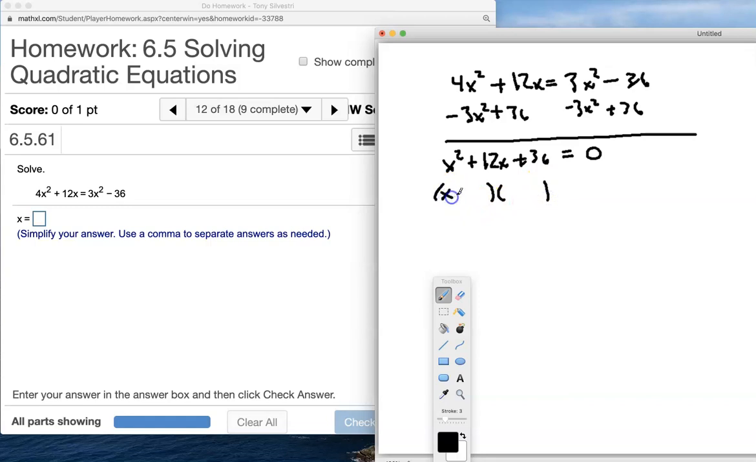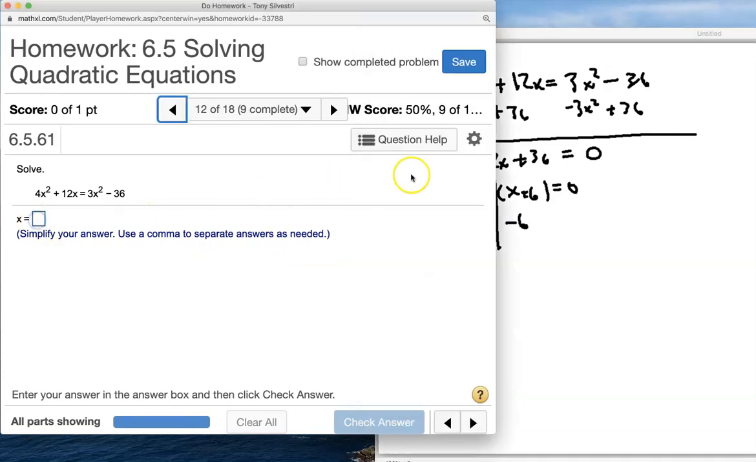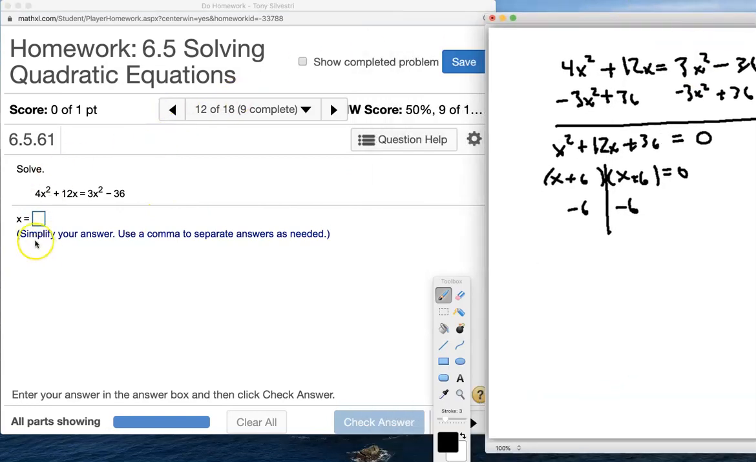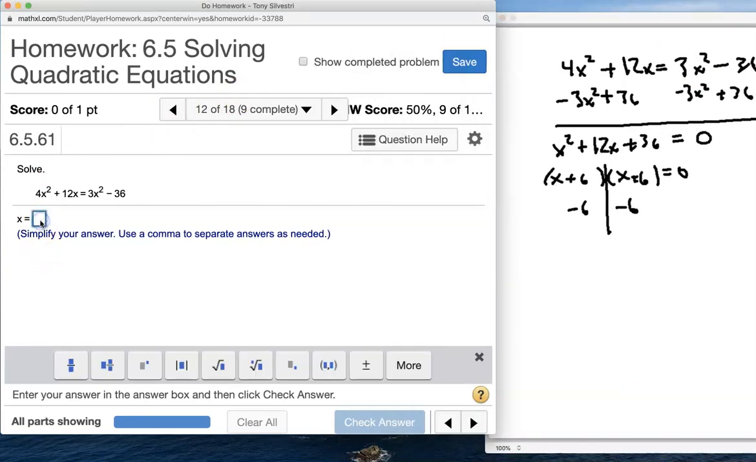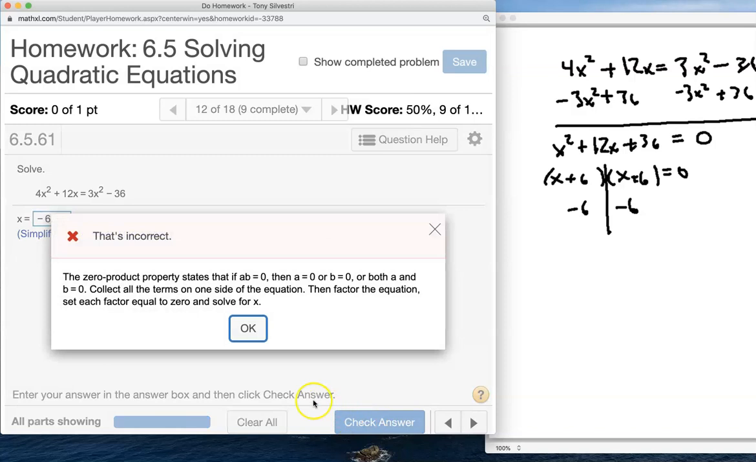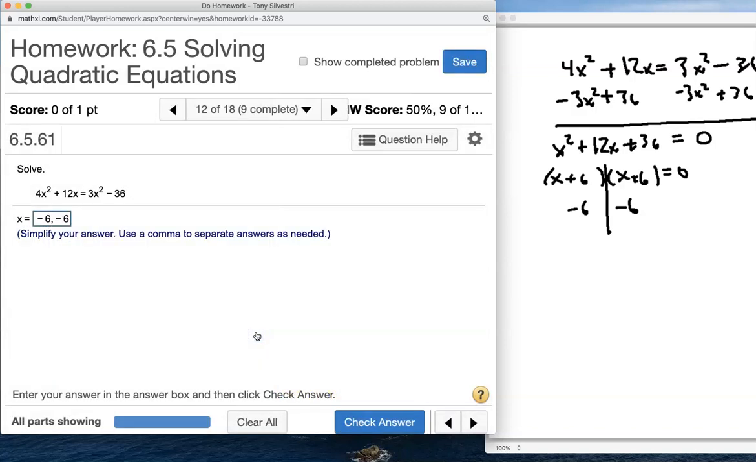Looks like it's x plus 6, x plus 6 equals 0. Solving, I get 2 negative 6s. Now, I want you to experience the pain. I'm going to say minus 6, minus 6, comma, minus 6. I'm so confident I'm going to enter this check box. Oh, that's incorrect. Oh, my God. What does that mean?